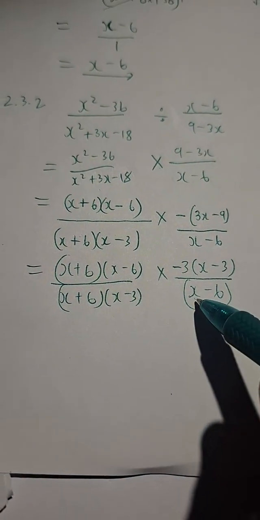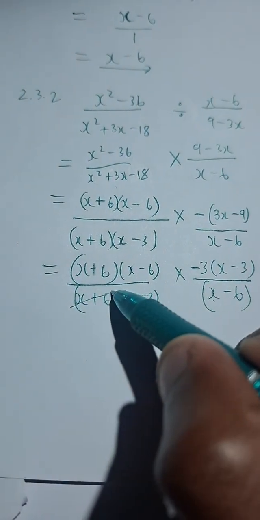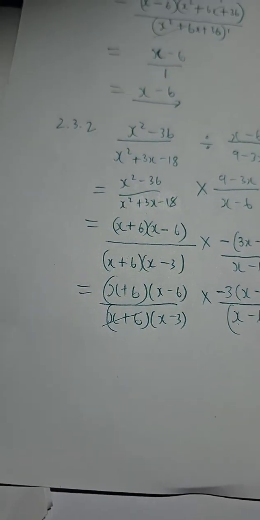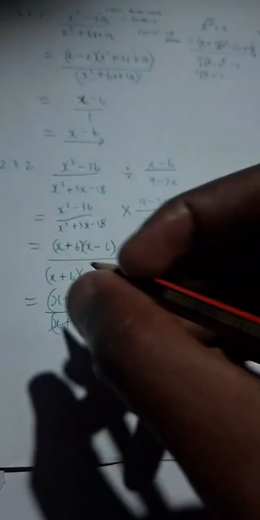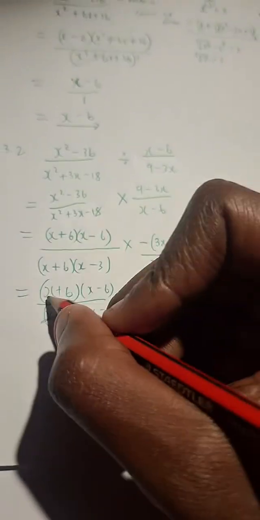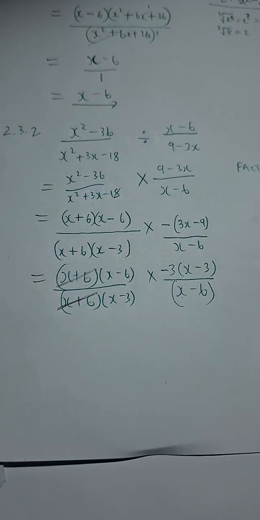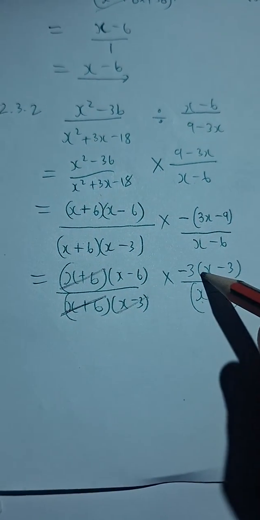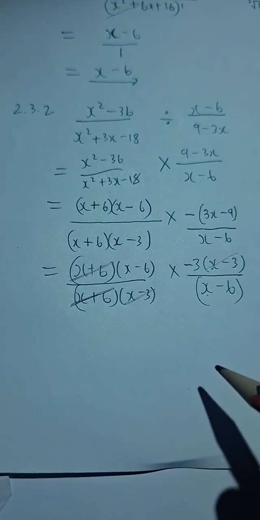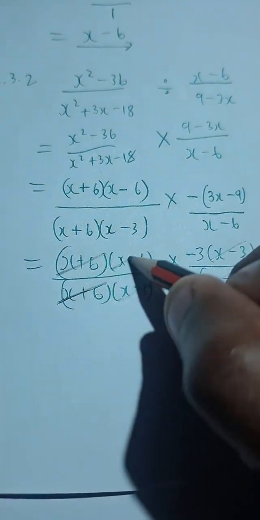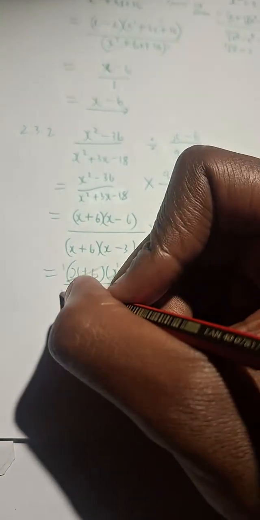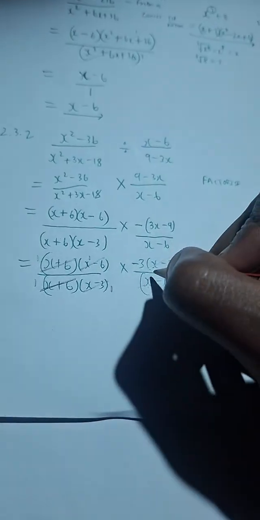Okay, now we can play the cancellation game. So this x plus 6, remember I said we cancel top and bottom. I prefer, guys, that whenever you play the cancellation game, use a pencil. That's 1 cancelled. That's 1 cancelled. That's x minus 6 cancelled. Now if you look at the top, everywhere I've cancelled, we are leaving what? The number 1.